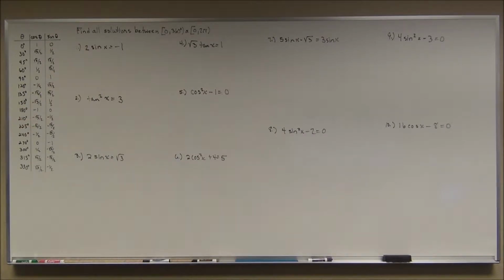Now, for these first 10 problems, the trick is to isolate the trig function. Get it all by itself on one side of the equation and then refer to your unit circle to the values so that you can find the angles that correspond to the numbers.